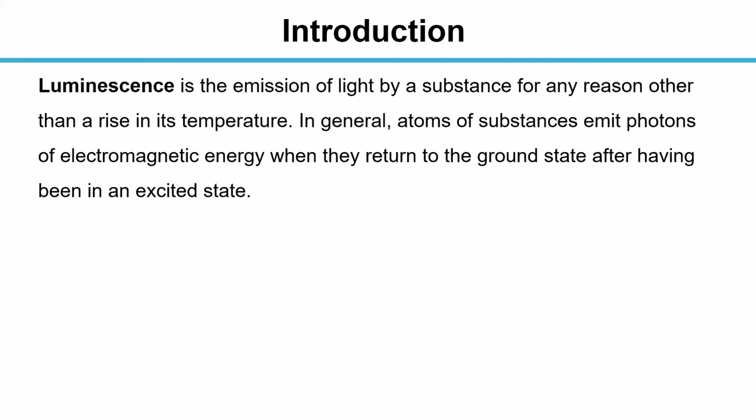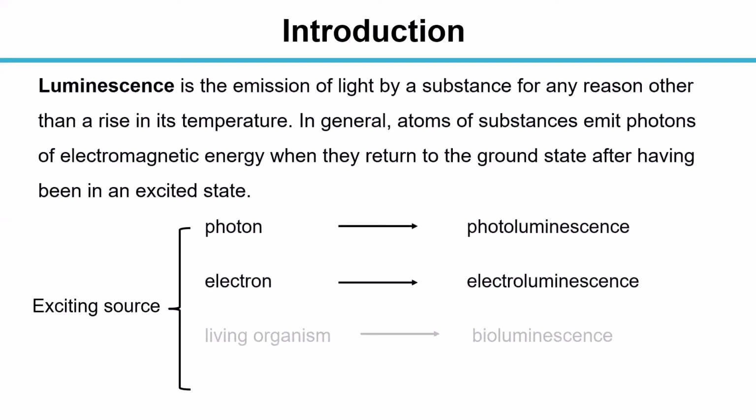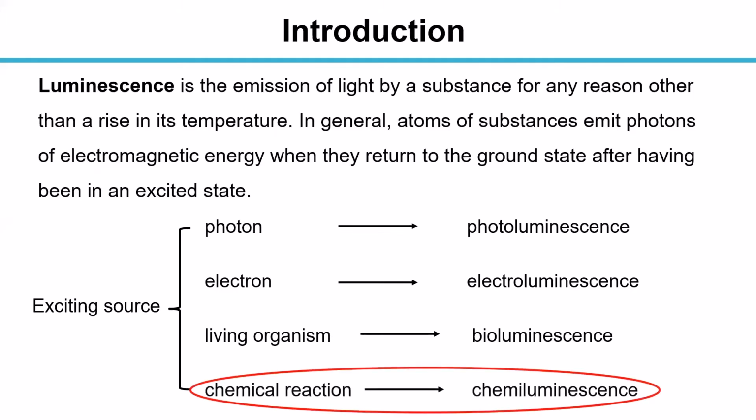So first, what is luminescence? Luminescence is the emission of light by a substance for any reason other than a rise in its temperature. In general, atoms of substances emit photons of electromagnetic energy when they return to the ground state from an excited state. There are mainly 4 excitation sources: photons, electrons, living organisms, and a chemical reaction. They are also called photoluminescence, electroluminescence, bioluminescence, and chemiluminescence respectively.